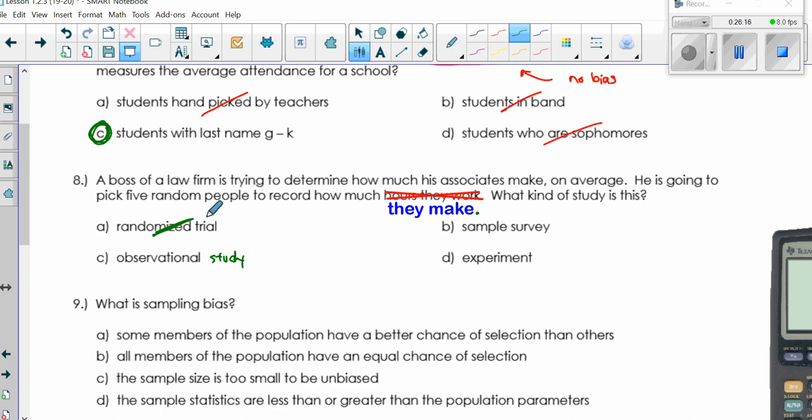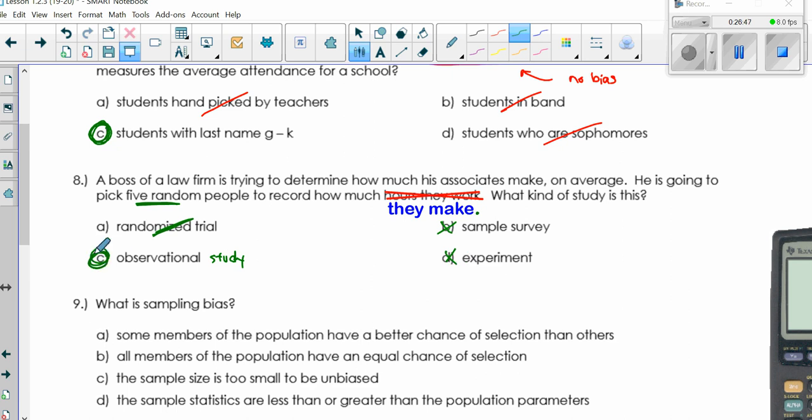So he's going to pick 5 random people to record how much they make. This is not a sample survey, because a sample survey would cover everybody. And a sample survey would be like you throw something out, and then it comes back. But again, it would have to be everybody. And he's randomly picking 5 people. This is not an experiment, because there is no control group and non-control group. There is no incentive. So this would be an observational study.